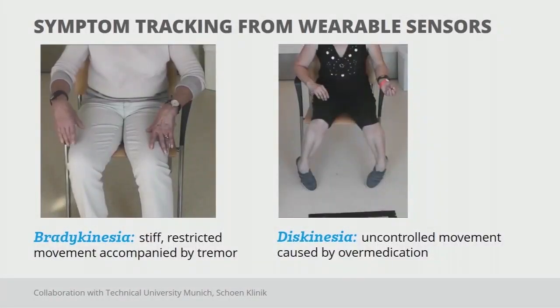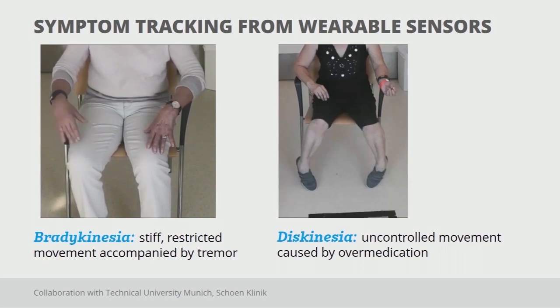The final project I want to talk about is a recent collaboration between our lab and the Technical University of Munich and the Schön Clinic. And here we've been looking at using a single wrist-worn sensor for doing symptom estimation for Parkinson's disease. Parkinson's disease affects the motor system, and it generates characteristic symptoms known as bradykinesia. So we have stiff, restricted movement that may be accompanied by a tremor. And that's what you can see in this video.